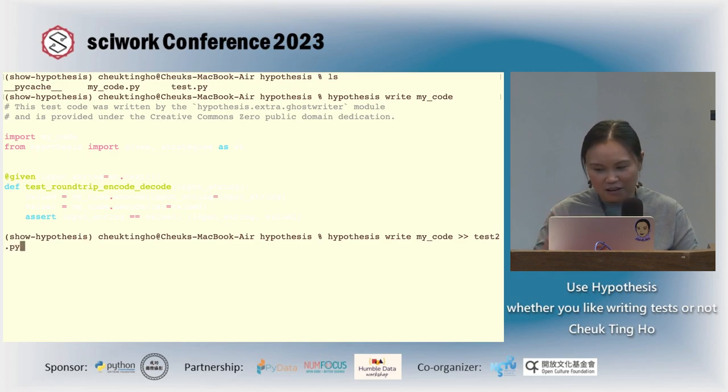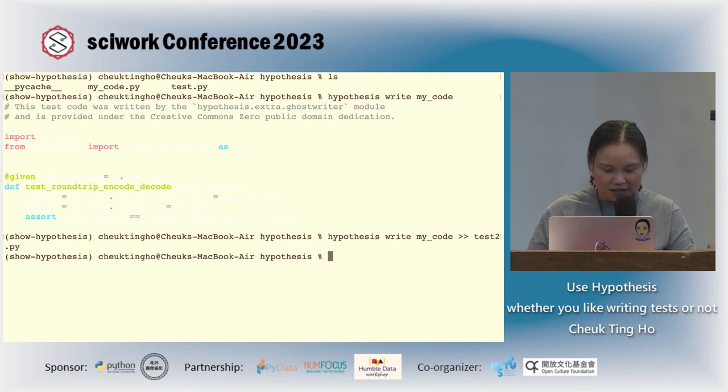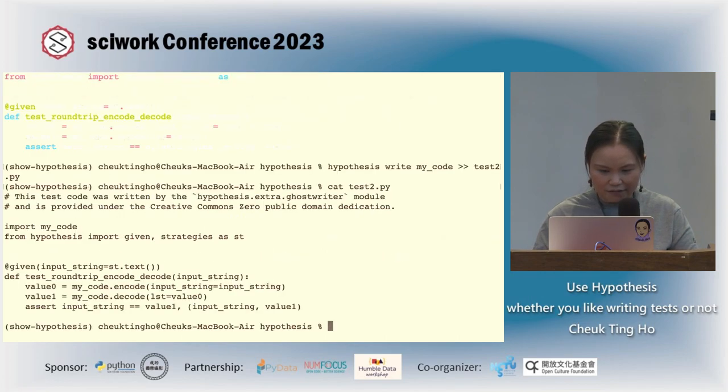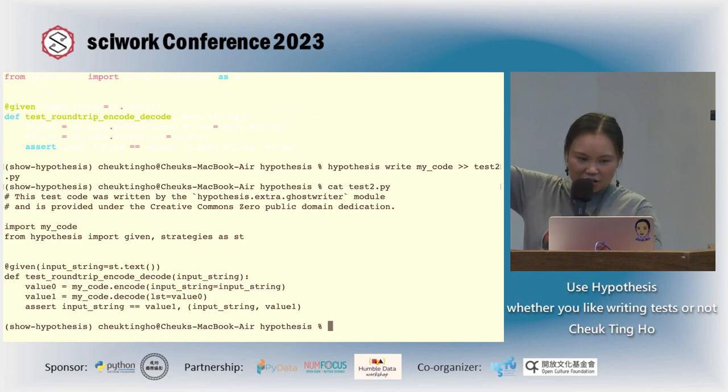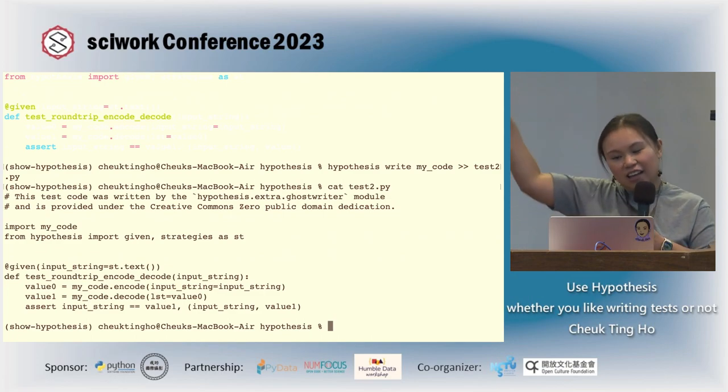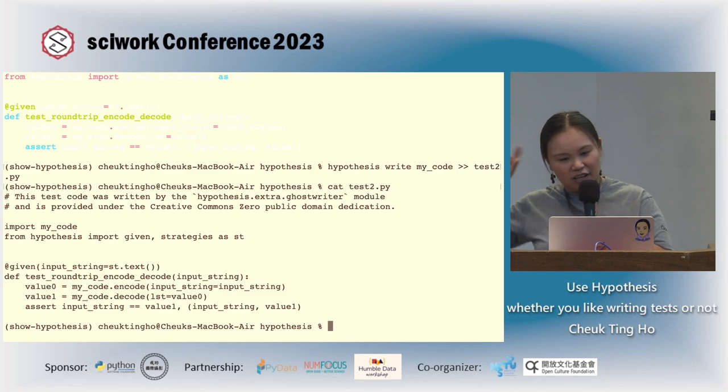2.py. I don't know how to name things well, as you can see. So let's have a look at test 2.py. Okay, so this is the code that was generated. Like I've just showed you, you can put it into a file, and now you can run this with PyTest.